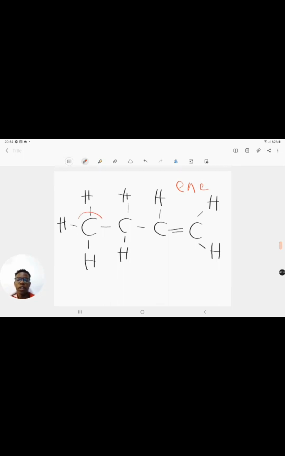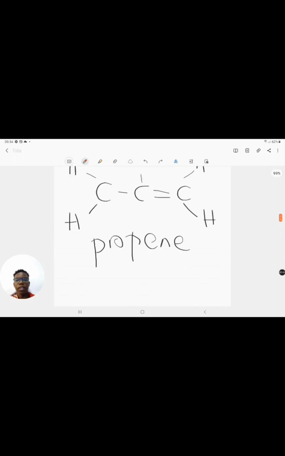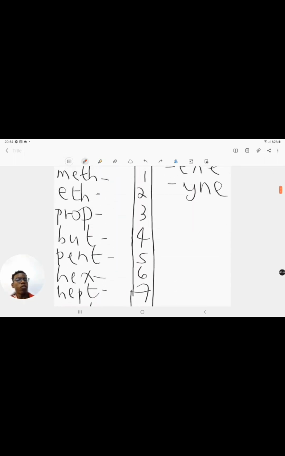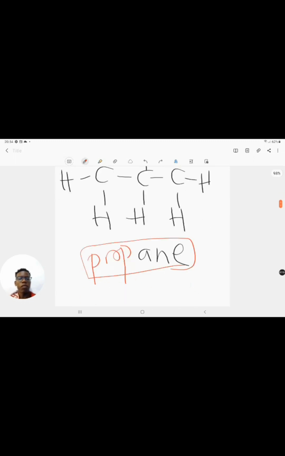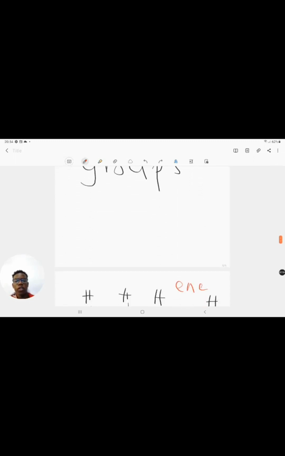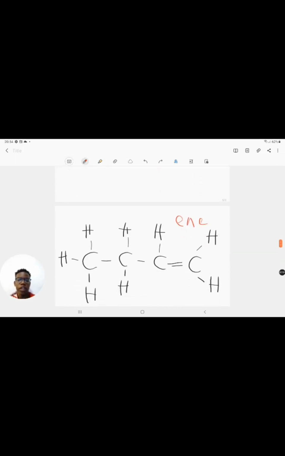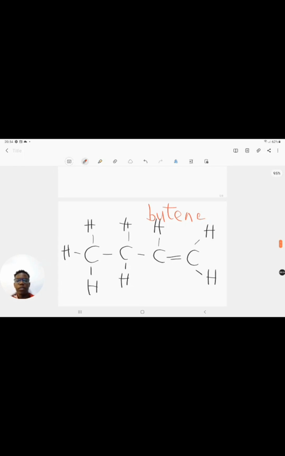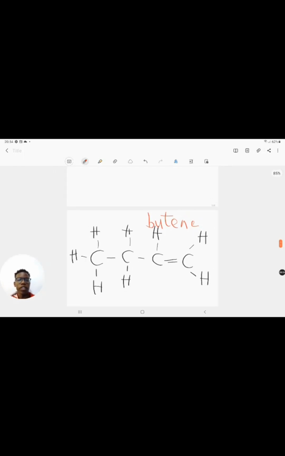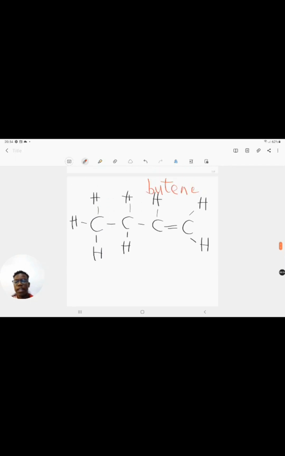And what is the first part of the name? I've got 1, 2, 3, 4 carbon atoms. If I go back up to my table and look for 4, my 4 is related to the bute. So the first part of the name is BUT. So this compound is butene. Okay, easy peasy, that's very easy to follow. We've done a couple of examples in the previous video showing that.